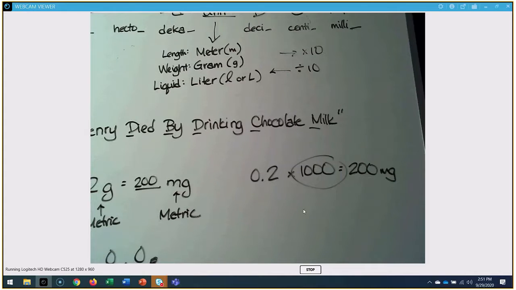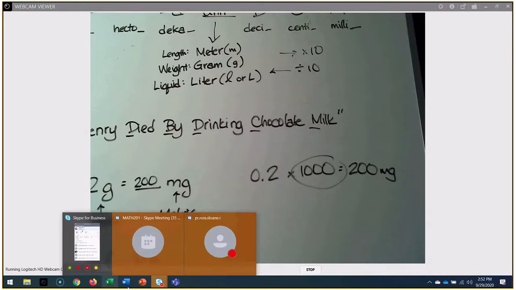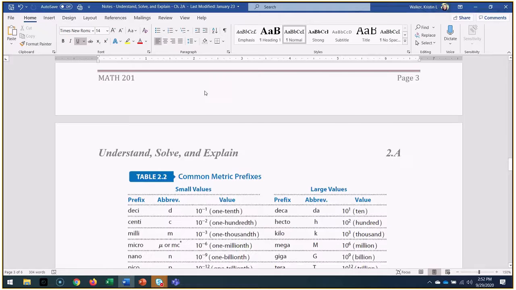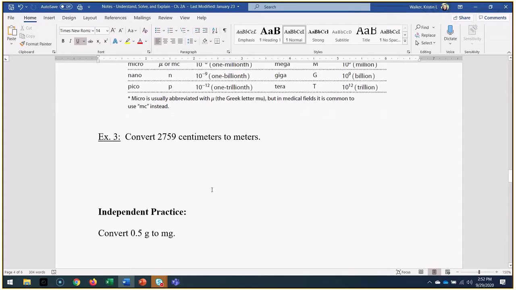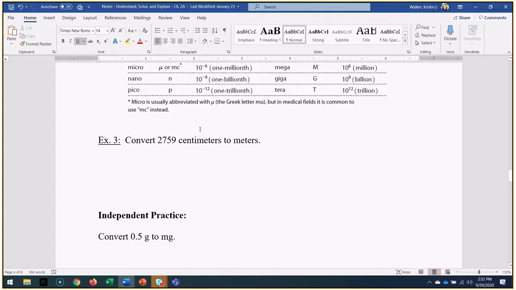All right. Let me do one more like that. Let's see here. I'll do this one here. 2759 centimeters to meters.